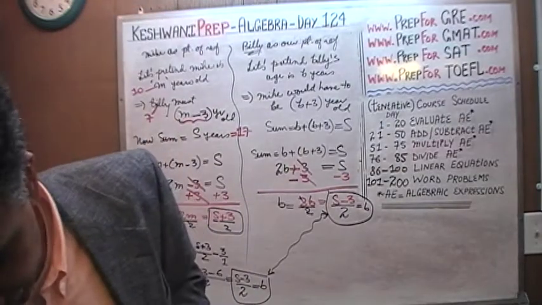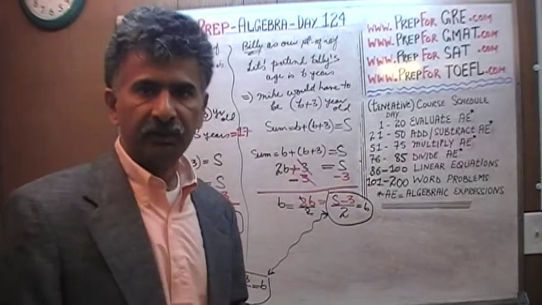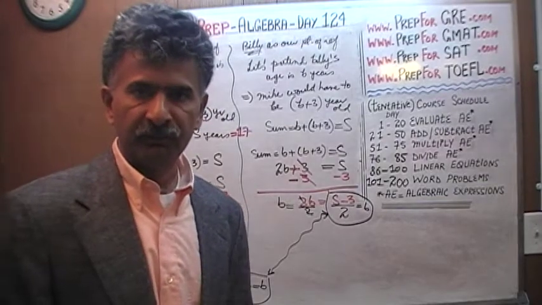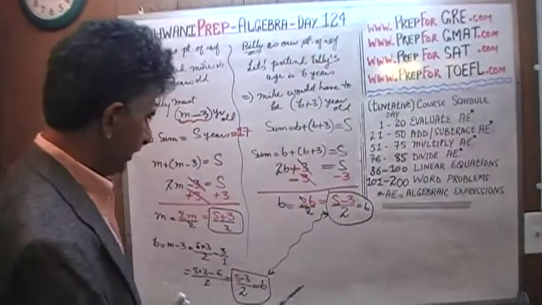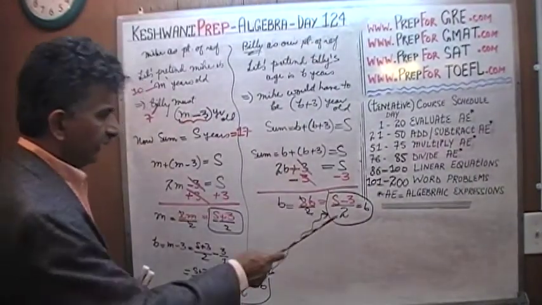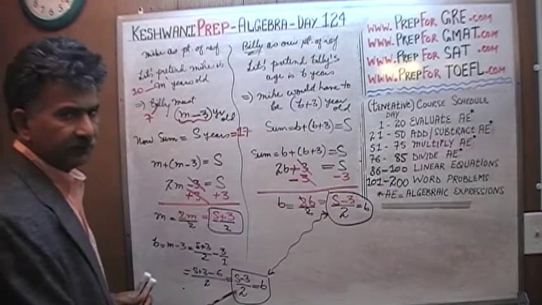Answers in mathematical problems are not this or that just because you happen to be in this mood, or just because today happens to be Tuesday. They are absolute. It doesn't change. That is the age of Billy: S minus 3 over 2.